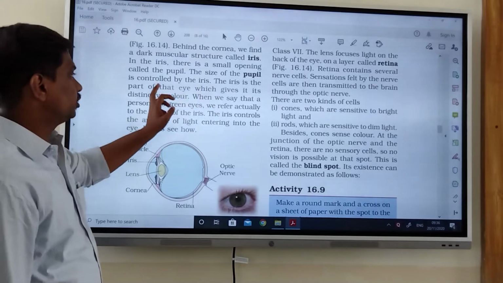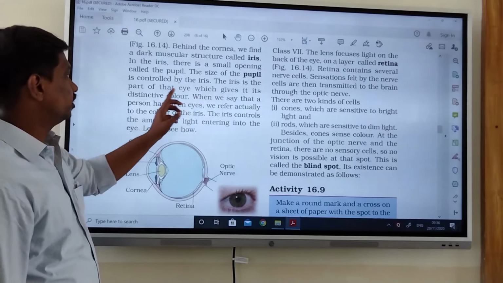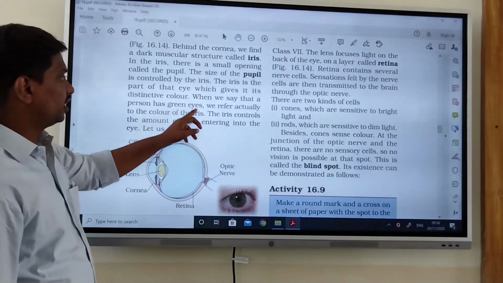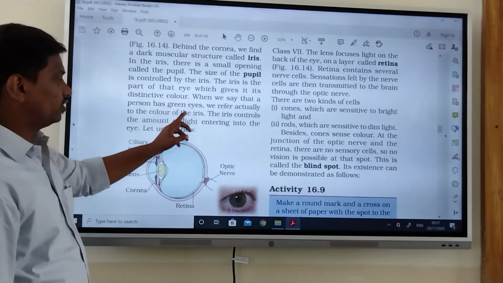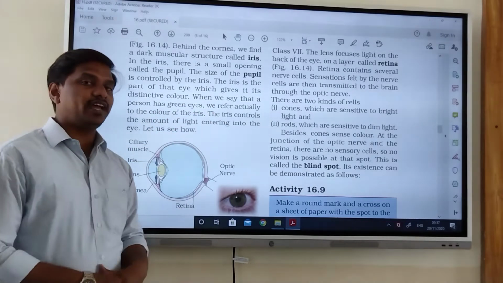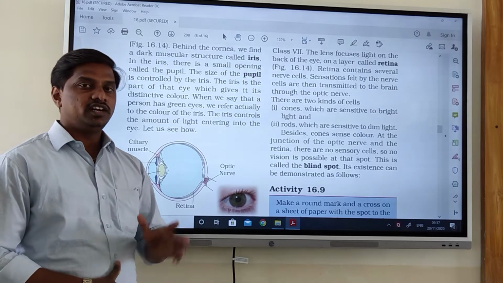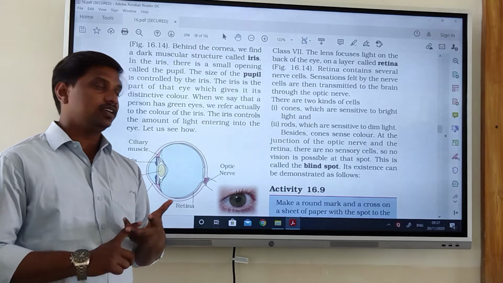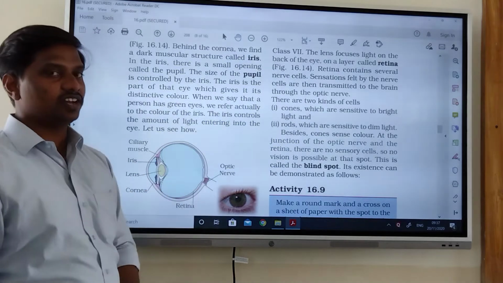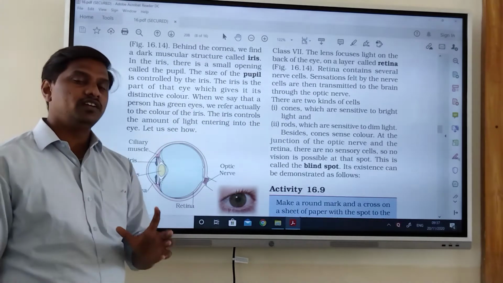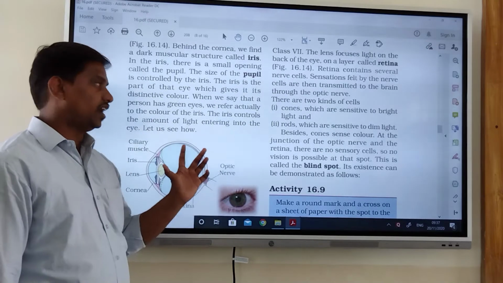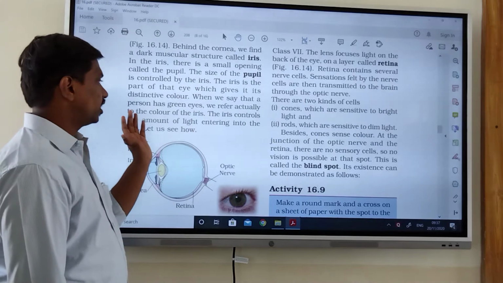The iris is the part of the eye which gives its distinct color. When we say that a person has green eyes, we actually refer to the color of the iris. So the iris is the main reason for the different colors of eyes. We have black eyes, brown eyes, green eyes, blue eyes. That is due to the color of the iris.